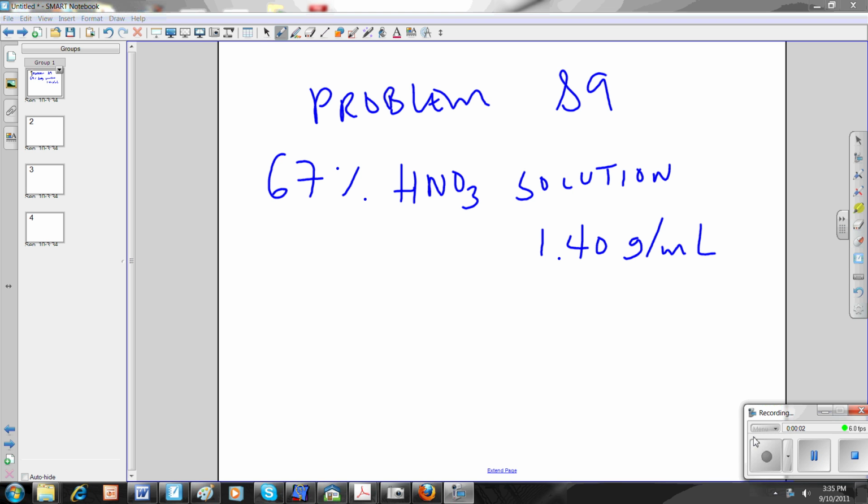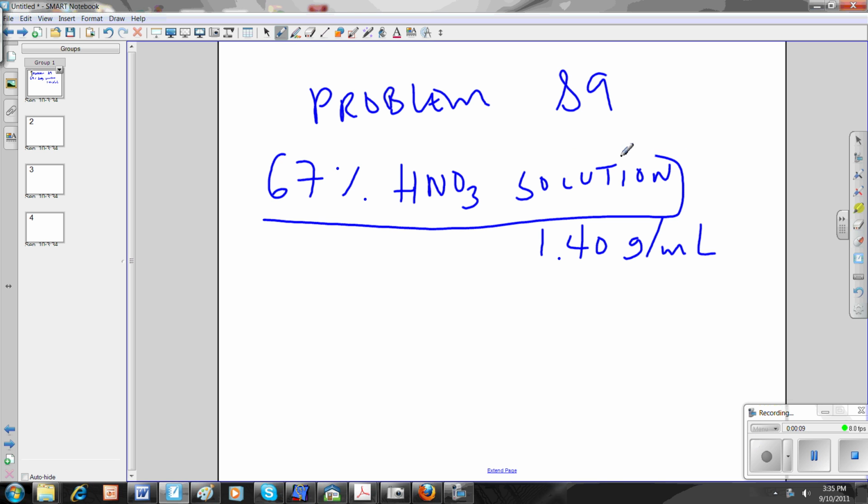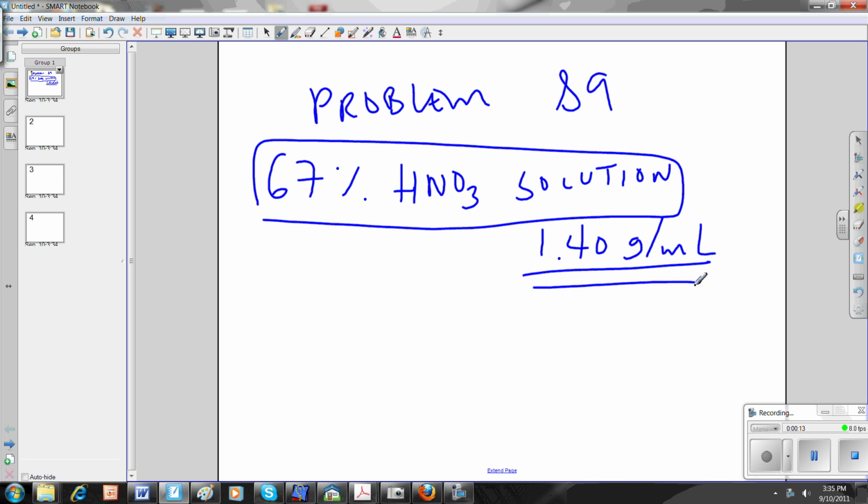All right, problem 89 from the book, a lot of people emailed, and I want to highlight a couple things. First of all, in the problem they mention that it's a 67% HNO3 solution, and they tell you what the density is. A typical problem like this will give you those two things, because basically what they want you to do is find the molarity of the substance. That's the whole point. So you start by using a grid.